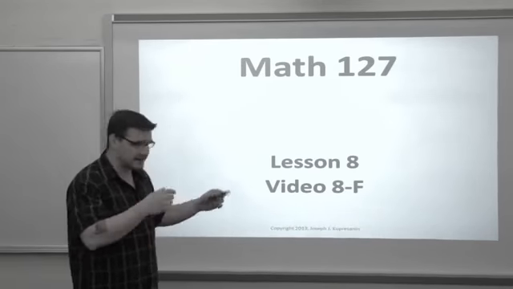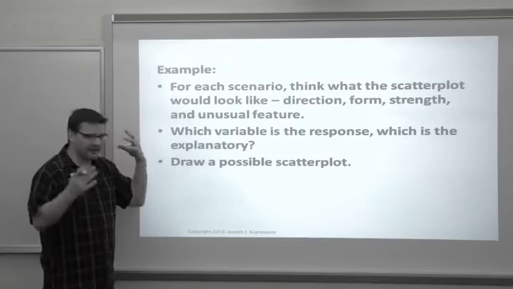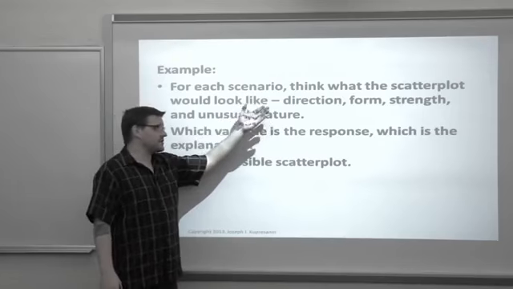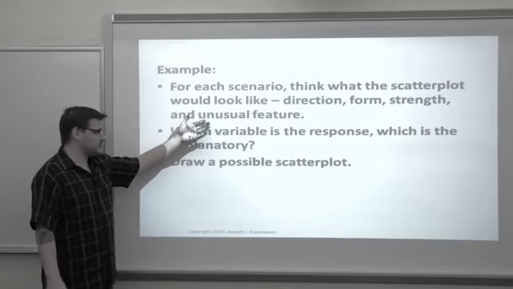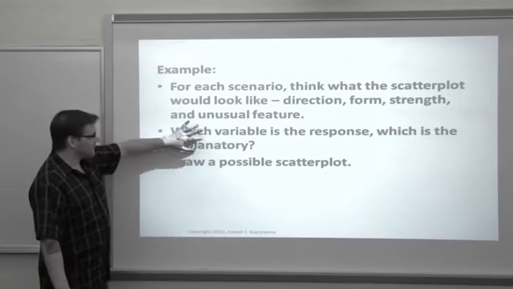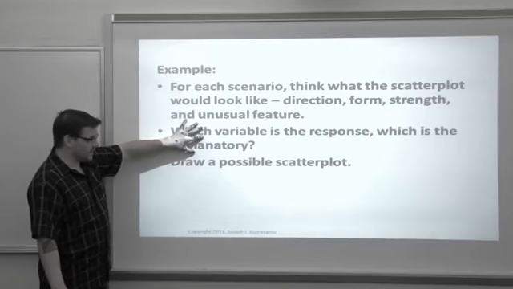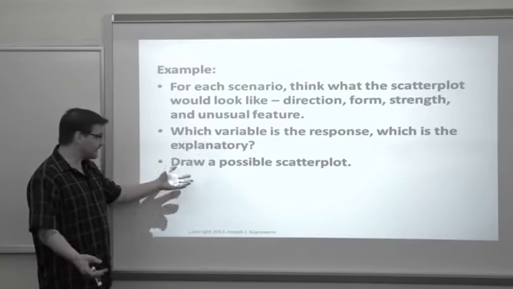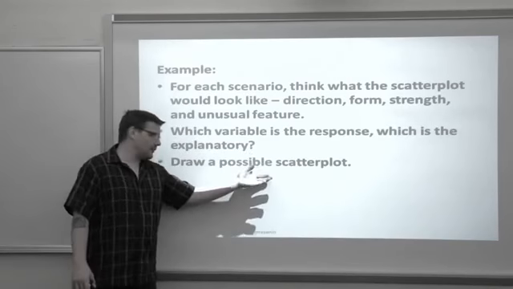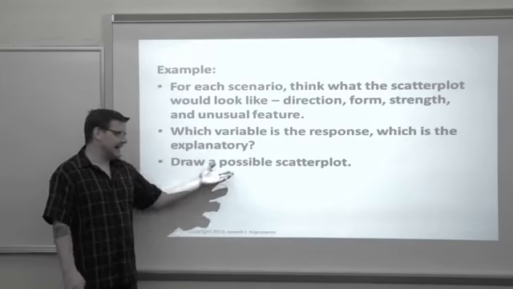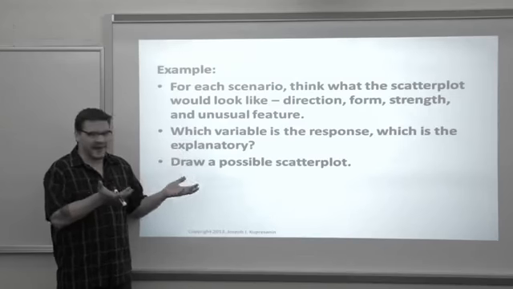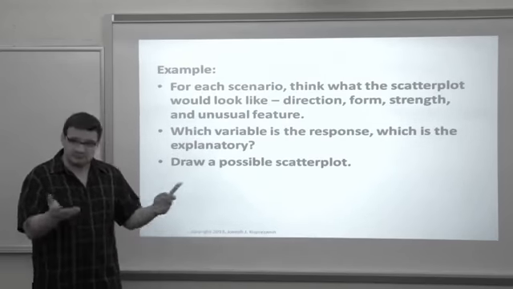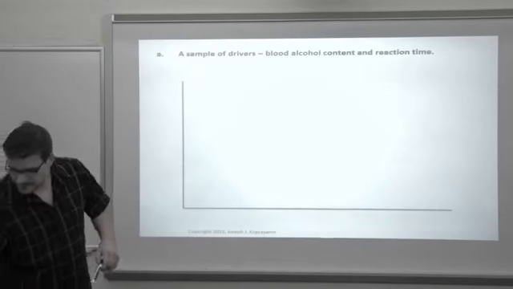Two examples to start. For each of them, try to think what the scatter plot might look like. What's the direction, the form, the strength, unusual features. Think about which variable would be the response. Of course, that's y. Think which would be the explanatory. That would be x. And we'll come up with a possible scatter plot. Obviously, we're just making this up on the fly, so the scatter plot is not what would actually happen if we collected data, but it could happen.